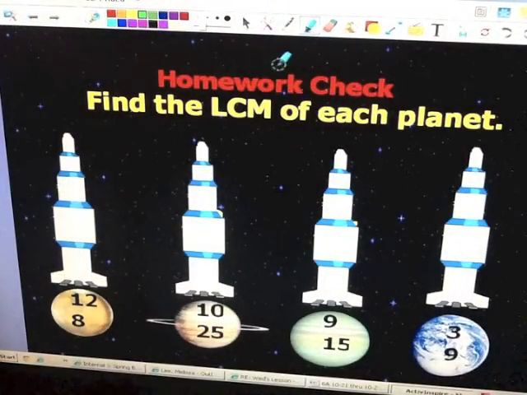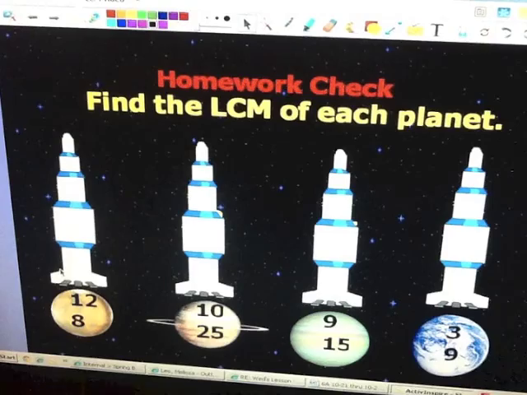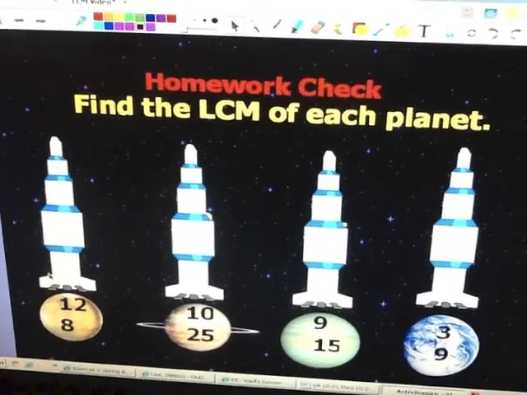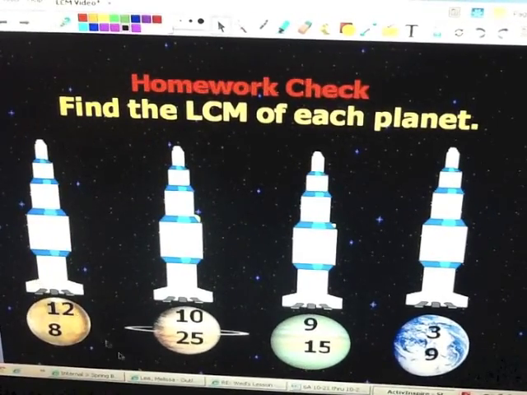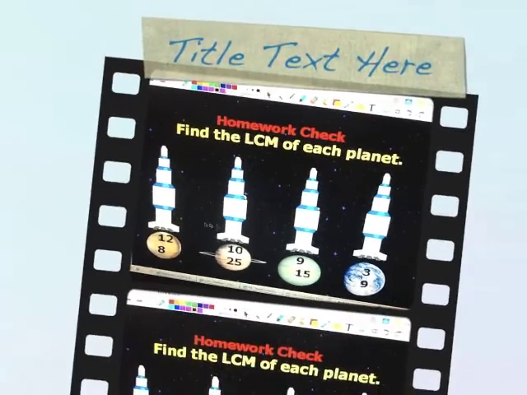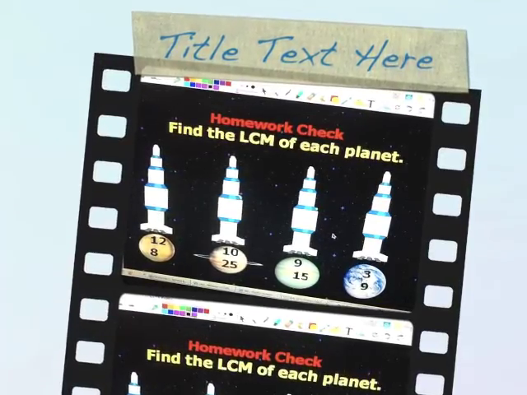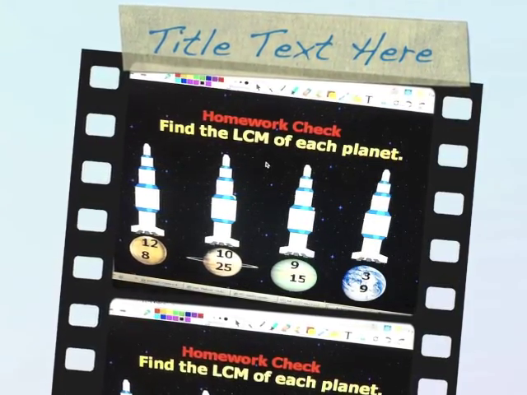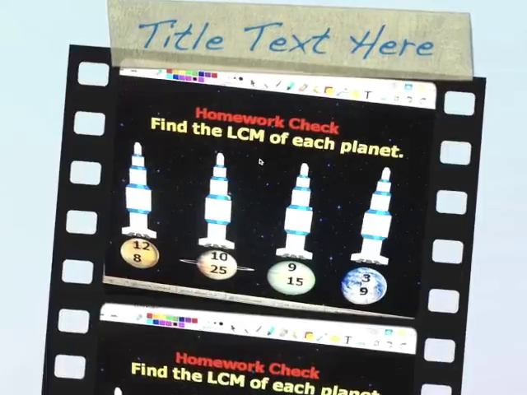Homework check. For your homework check, you're to find the least common multiple of each set of numbers. Find the least common multiple of 12 and 8. Find the least common multiple of 10 and 25. Find the least common multiple of 9 and 15. And then find the least common multiple of 3 and 9. So there are 4 homework check questions to do tonight. You're going to put your answers on a sheet of paper and turn in tomorrow at the beginning of class.